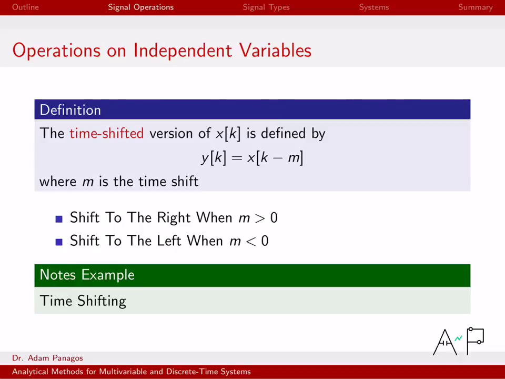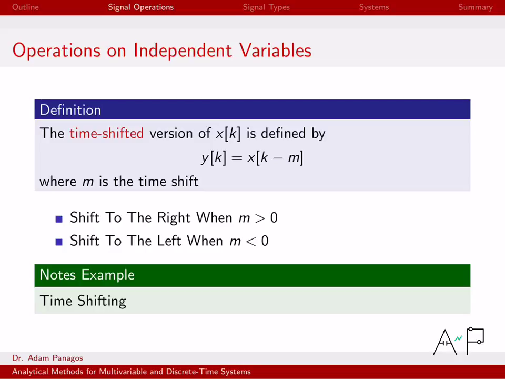All right, the next discrete time signal operation that we're going to take a look at is what we call time shifting. And here is the definition right here of what we mean by a time shifted version of a signal. Imagine we have some discrete time signal x of k, and we're going to create a new version of that signal y of k by shifting x of k in time. That operation mathematically means that we're going to replace k with the variable k minus m, where m is the amount of time shift that we've introduced.